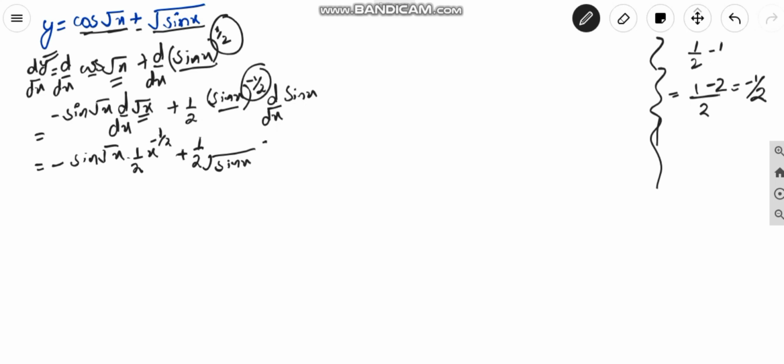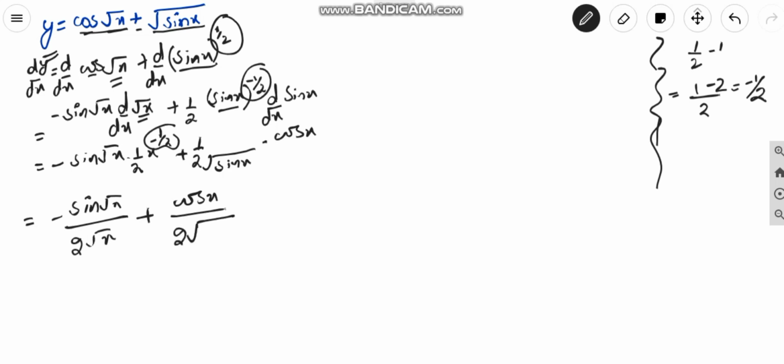Now further, the derivative of sin x is cos x. Now our equation becomes minus sin square root x over 2 square root x, as again the power of x is minus 1 by 2, so you can write it in the denominator, square root x. So again plus cos x by 2 square root sin x. This is the derivative of the given function with respect to x.